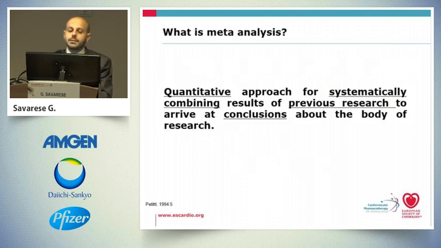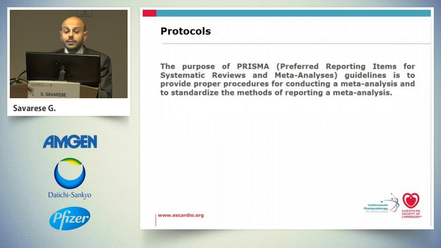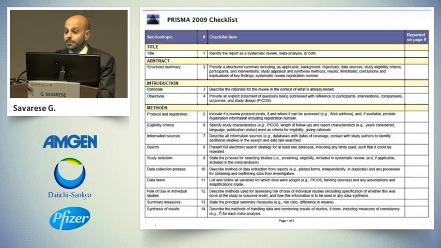So what is a meta-analysis? Meta-analysis is a quantitative approach for systematically combining results of previous research to arrive at conclusions about the body of research. There are protocols for performing a meta-analysis. The best known is PRISMA, which provides a proper procedure for conducting a meta-analysis and standardizes the method of reporting it. So if two people are performing a meta-analysis on the same topic at the same time, they should get the same results because they should use the same protocol reported in the PRISMA guidelines.